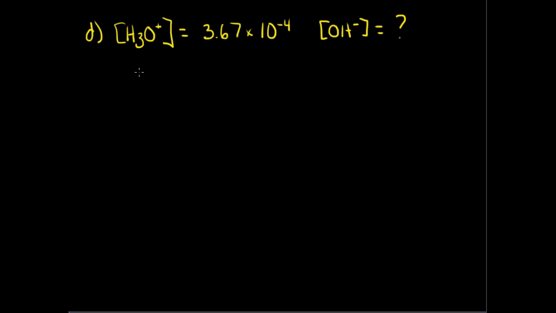Letter D. Letter D looks like a pain in the butt, but it's nothing we haven't seen before. This H3O plus, remember, that's called hydronium, which is the same to say as your hydrogen ion concentration. This is just a hydrogen ion that's stuck onto water, causing a momentary H3O instead of H2O. You can see it has that positive charge because the hydrogen gives it another charge there. So my hydrogen ion concentration is 3.67 times 10 to the minus 4th.